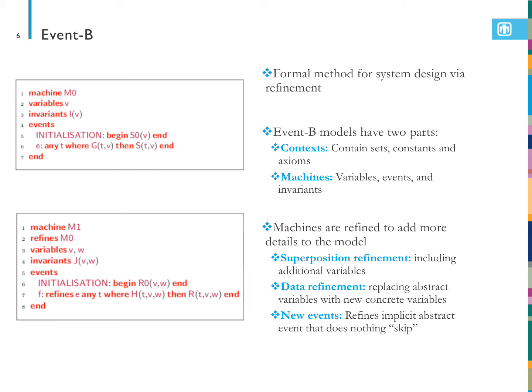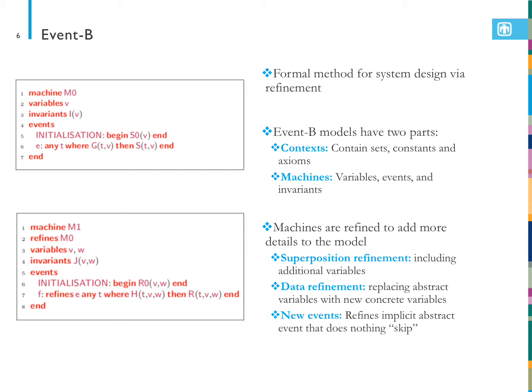Three is the new event refinement. Each machine in the Event-B model has an implicit skip event that does nothing. This abstract event skip can be refined by new events in the refined machines, and these new events will add the new functionality of the model.